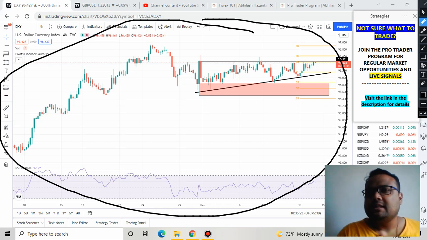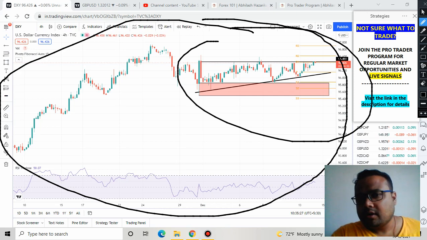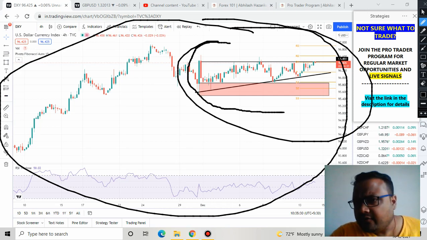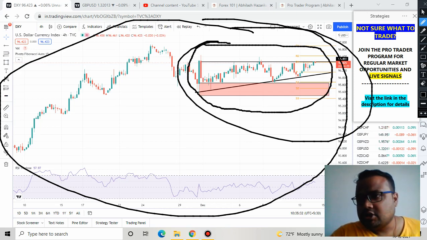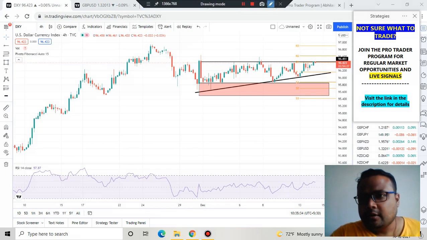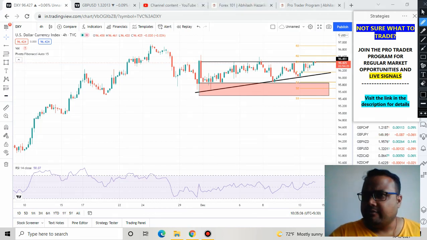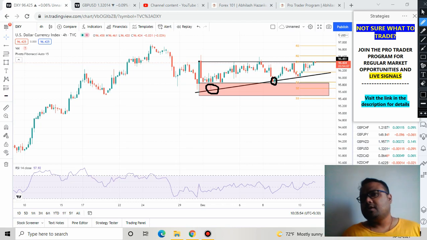For the last couple of days, DXY was in sideways. Okay, this is a sideways market, but if we just carefully look at this particular portion of the chart here, then there should not be any doubt that market is still very bullish. Why? Though we have a resistance at the top, whenever market is coming down, it is not breaking the previous lows. Market is constantly forming higher lows, which clearly signifies that buyers are still present in the market and their intention is to take the price upward, to take the market upward.